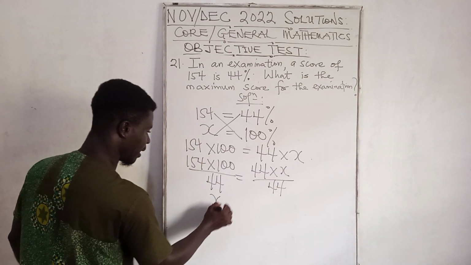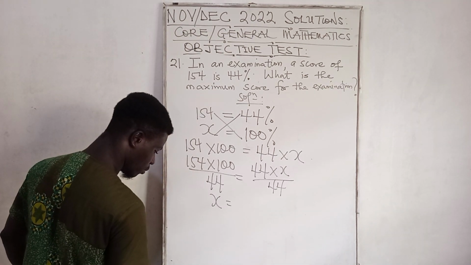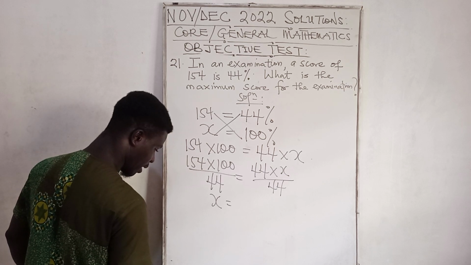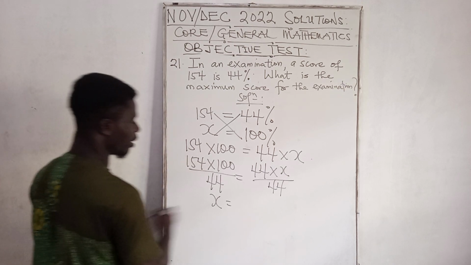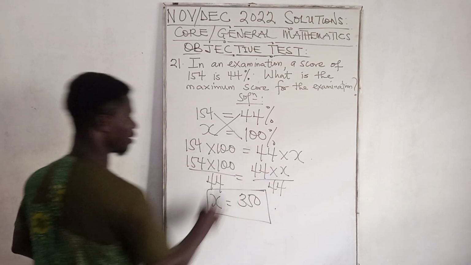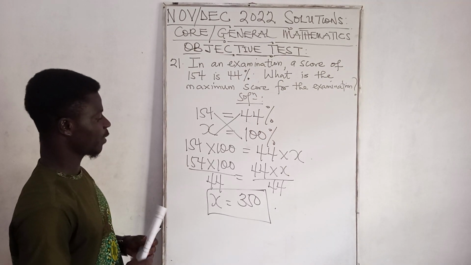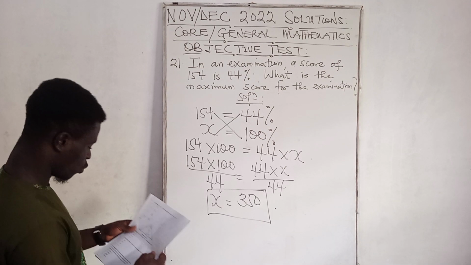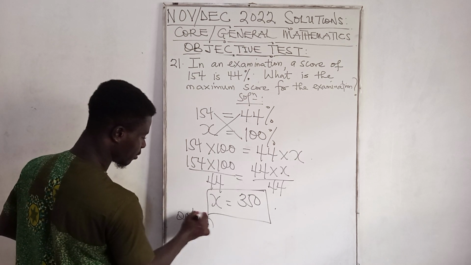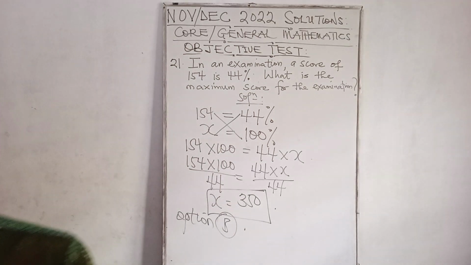So I get my X being equal to 154 times 100, then divided by 44, which is 350. So which is option B. Option B for board.